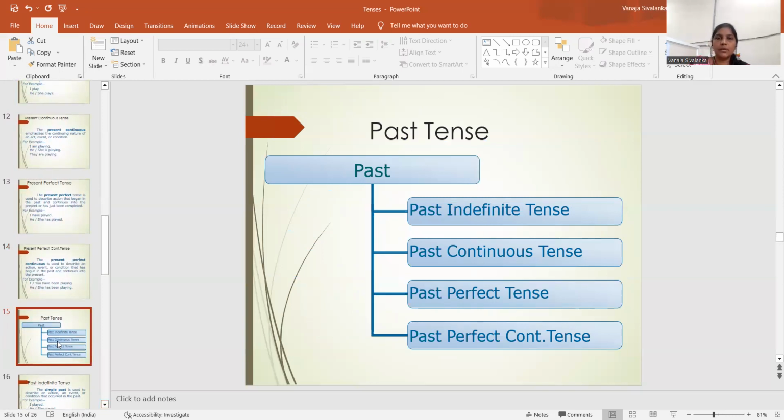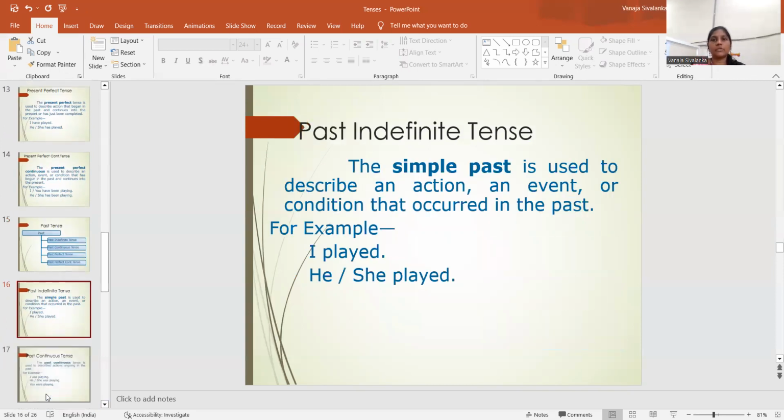Past tense. In past tense also we have past indefinite tense, past continuous tense, past perfect tense, and past perfect continuous tense. Past indefinite tense, the simple past tense, is used to describe an action or an event or a condition that occurred in the past. For example, I played and she played.